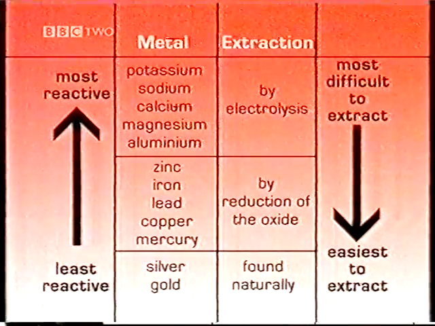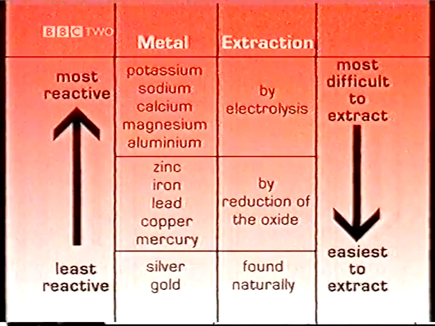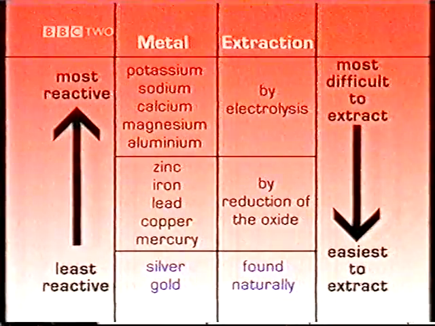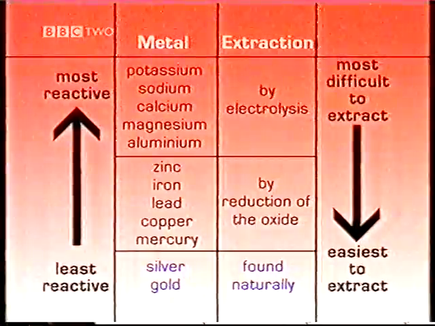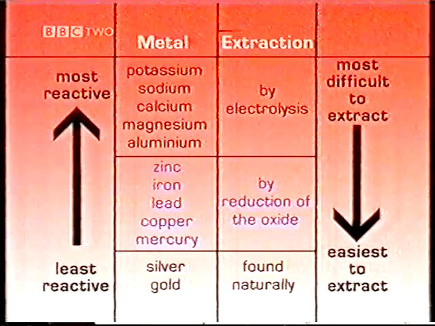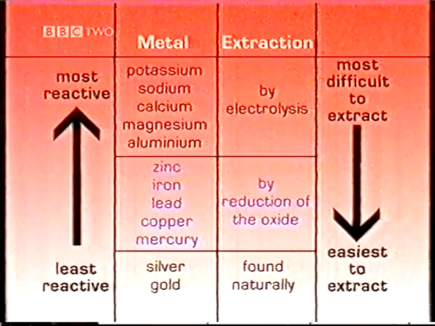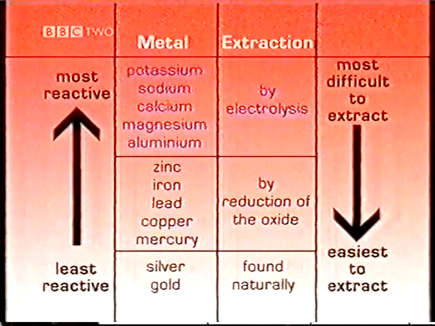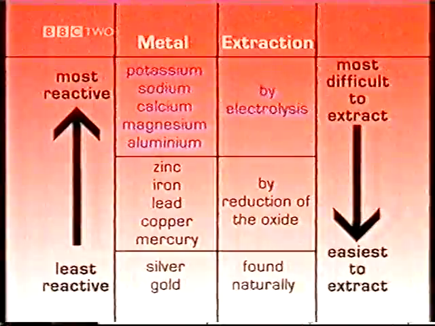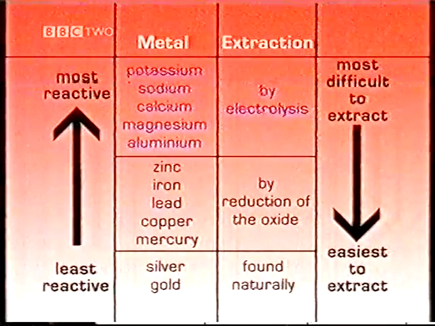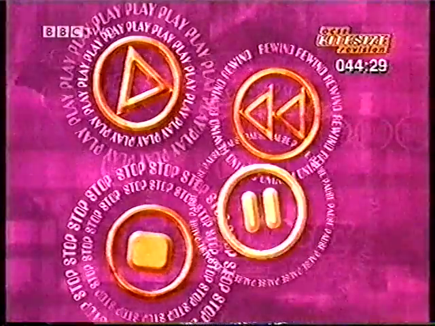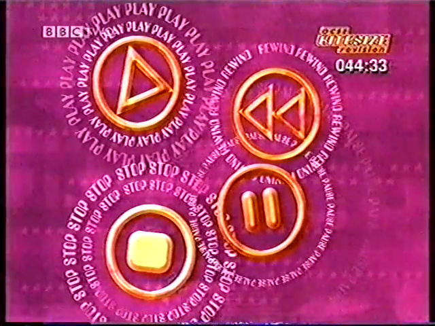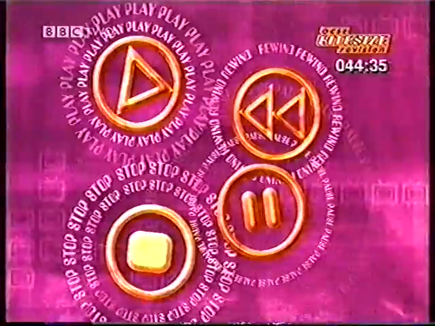Different methods are used to extract metals depending on how reactive they are. The least reactive metals, like gold and silver, occur naturally. More reactive metals can be extracted from their ore by the reduction of their oxides. The most reactive metals need electrolysis to extract them from their ores. That's the end of the section on useful products from metal ores and rocks.